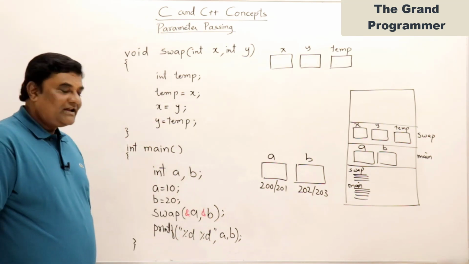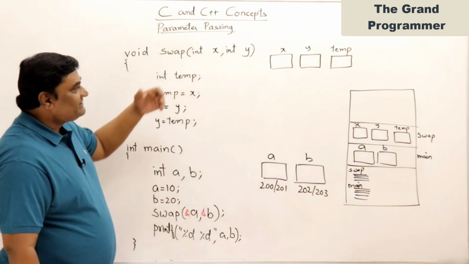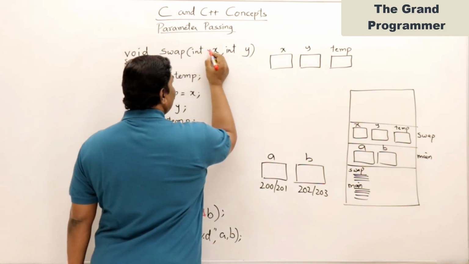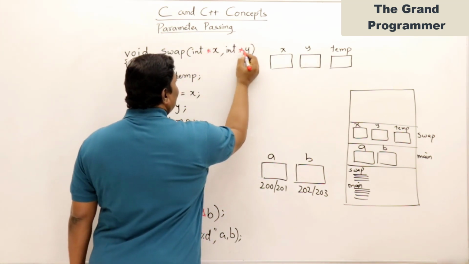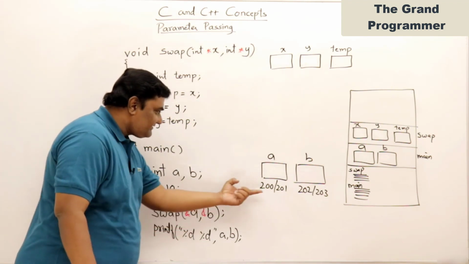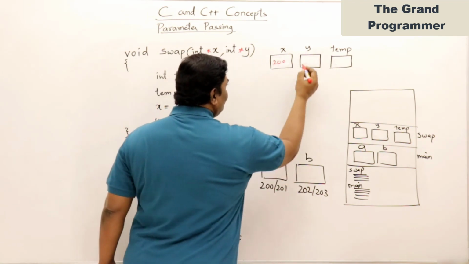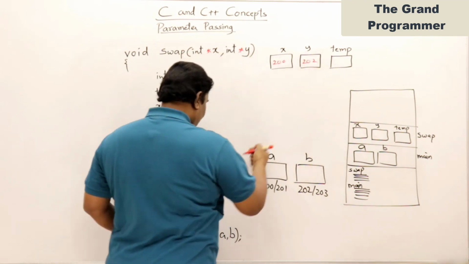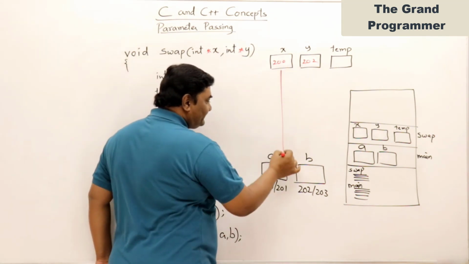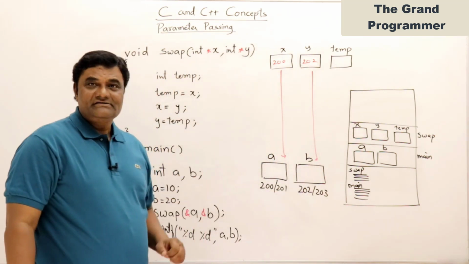So the first thing: it means I am sending 200 and 202. Now who can take addresses? We know pointers can take addresses, so these must be pointers. Yes, these are the pointers, right? So when I pass the addresses from here, 200 will be copied into this one and 202 will be copied into this one when the function is called. So this is pointing to this and this is pointing to this one. Yes, those are the pointers.